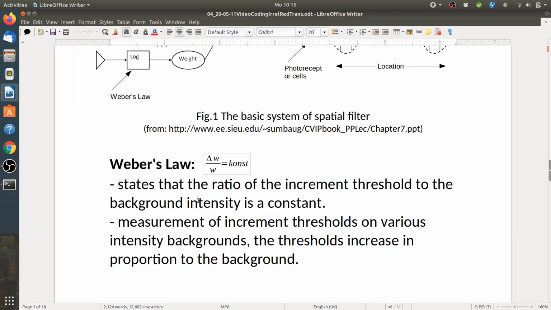Right? So this states that the ratio of the increment threshold to the background intensity is constant. So if you think about this being just at the threshold of noticeability, then this factor here is constant. So for instance, we need to have a 10% increase in a sensation, like 10% more light, and then we can see a brightness difference. And then this 10% is true no matter if it's darkness or if it's bright sunshine.